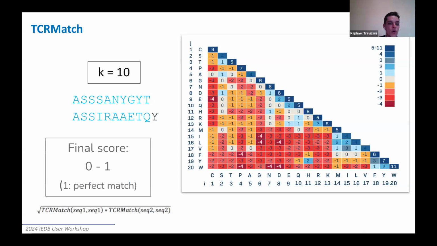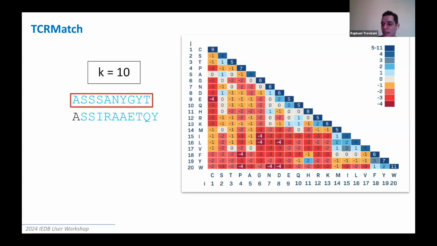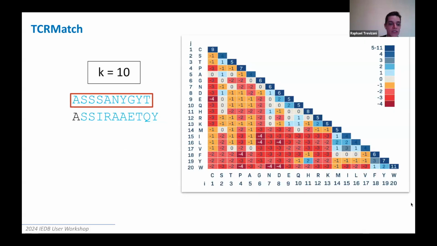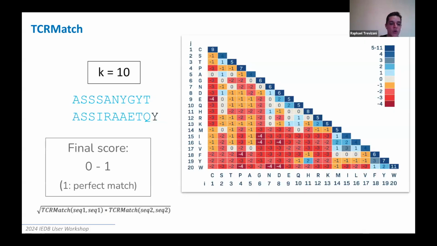The final score is the sum of all these entries that kept popping up as I was running the k-mer comparison. But we normalize the score. When you use TCRMatch, you're going to be presented with a normalized value scaled between 0 and 1, because we divide the sum of the k-mers by the self-matches of these two sequences. So you're always guaranteed to get a value between 0 and 1, 1 being the perfect match.